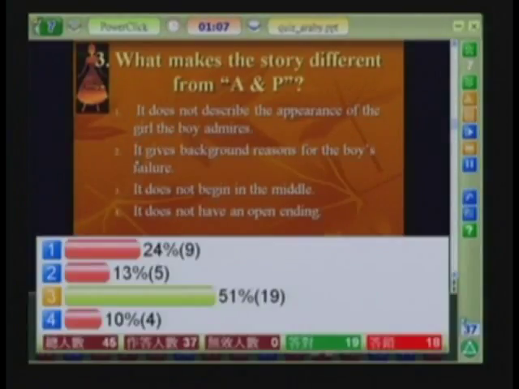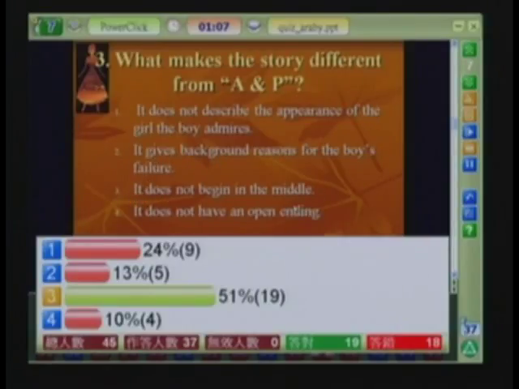The next one. 1, 2, 4 are what makes the two stories similar to each other. Both of them do have an open ending, okay? And both of them give background reasons for the boy's failure. And the different backgrounds make the boys different. One in the 60s, being more open-minded, more liberated, and this little boy in the first part of the 20th century in Ireland, and he's an orphan. So he's definitely more isolated than Sammy in AMP, okay?